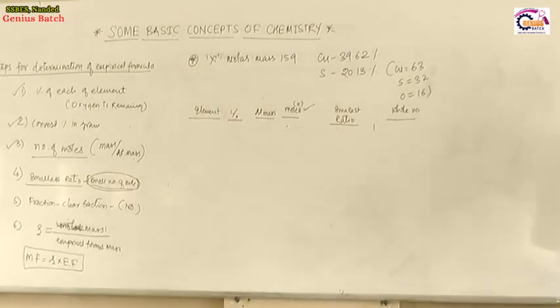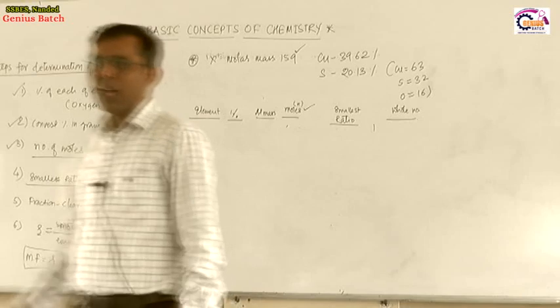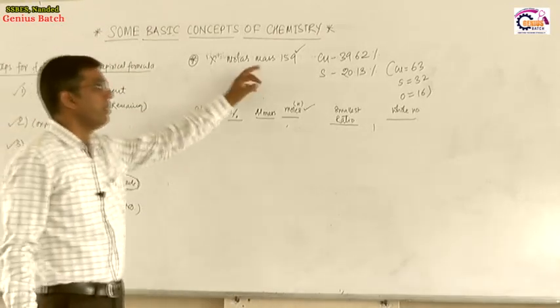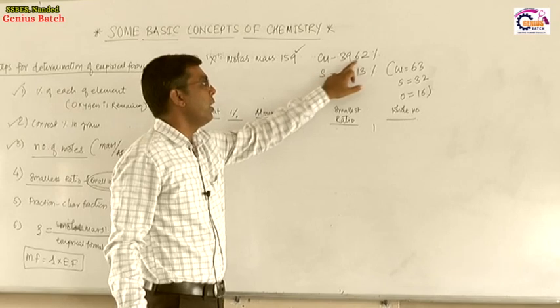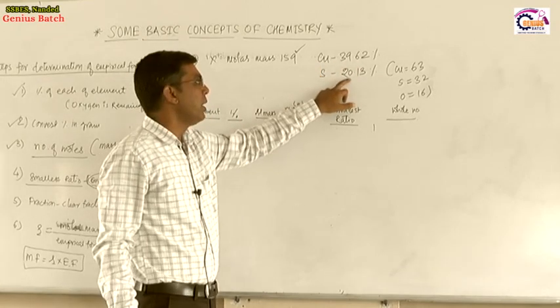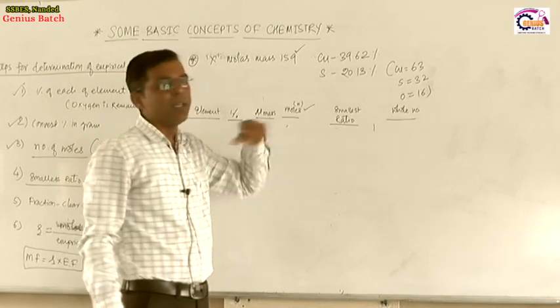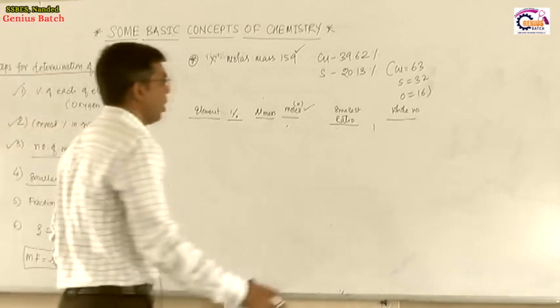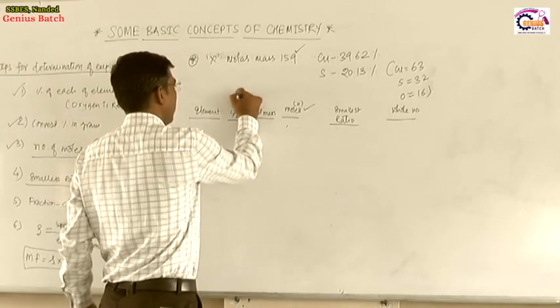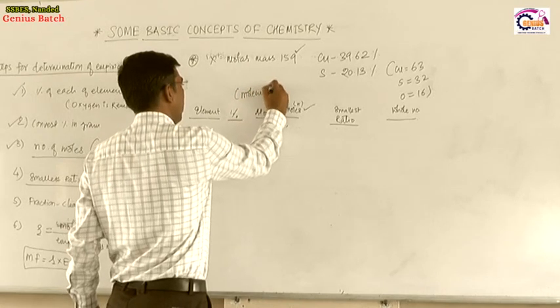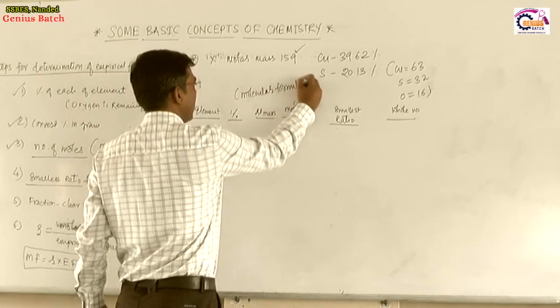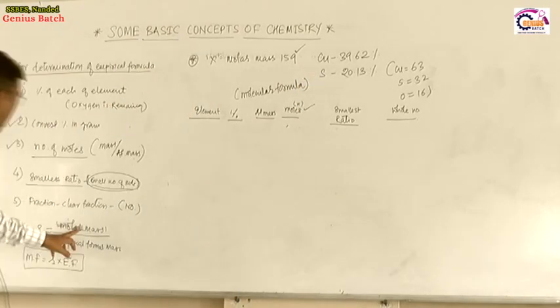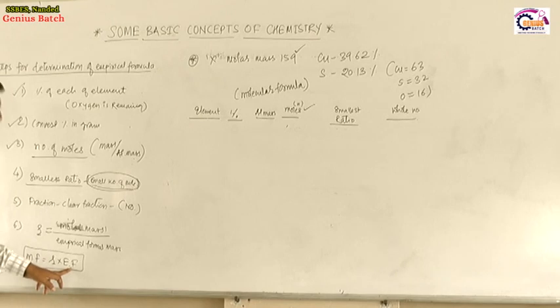So one unknown compound X is given, its molar mass is given as 159, and it contains 39.62% of copper, 20% of sulfur. What will be the molecular or empirical formula of this compound? Find out the molecular formula of this compound. In order to determine the molecular formula, we must know the empirical formula of that compound.